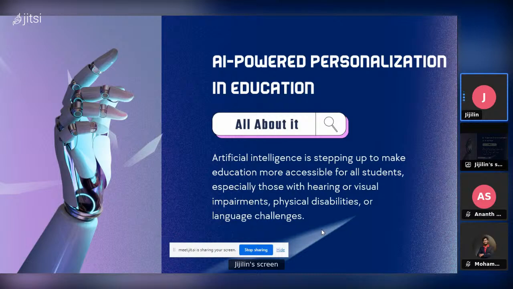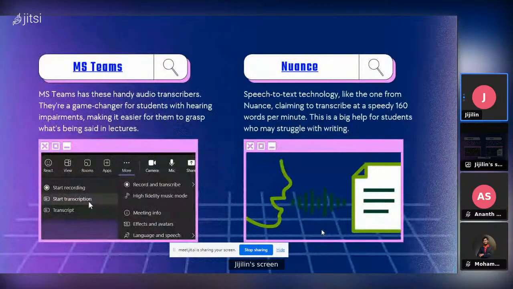So because of that, they are not able to understand. So they are lacking over there. So AI powered personalization in education you can utilize for that particular application to improve the language challenges, as well as even for hearing or visual impairments, or if they're having physical disabilities also, you can use the AI.